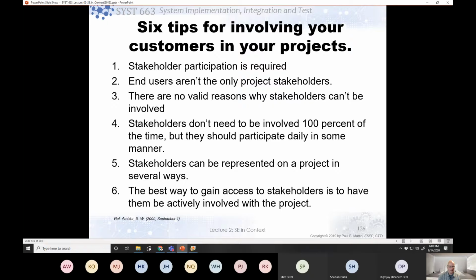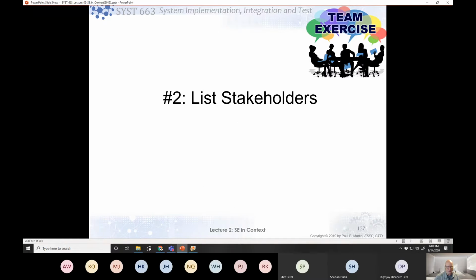We have some tips to help your customers get involved in your project. Identify who they are and actually get them involved. They don't need to be with you 100%, but they should participate in such a way that they will influence your project and make sure that they're happy with the system as you go forward.